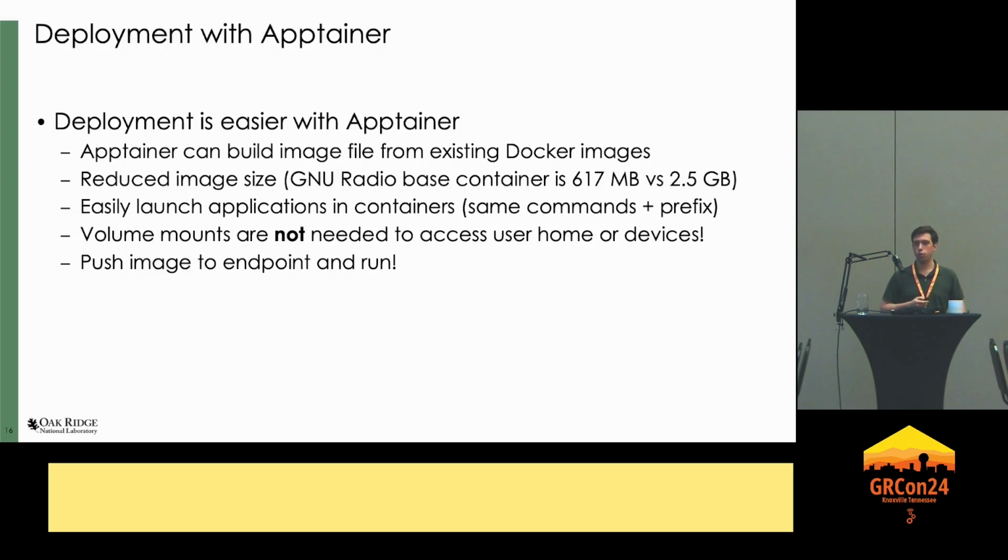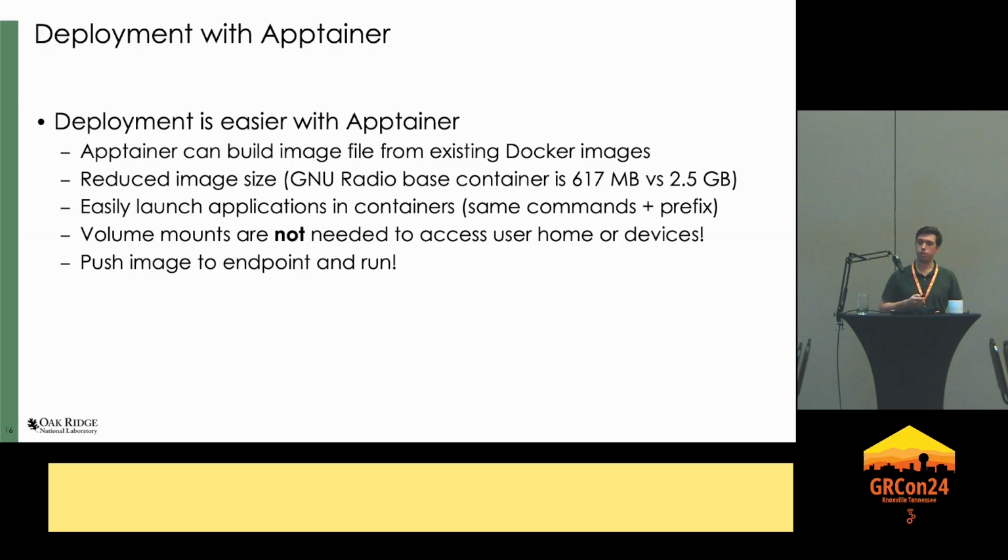And so what's really neat is that the final Aptainer image is very small. So for the GNU Radio base image, and that includes GNU Radio built from source, all the runtime and development dependencies, as well as UHD, that is 617 megabytes, and that's it. And that is basically live compression. You don't have to unzip anything to run this image. All you have to have is Aptainer installed on your host machine.